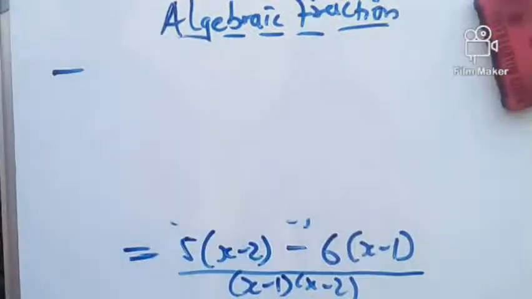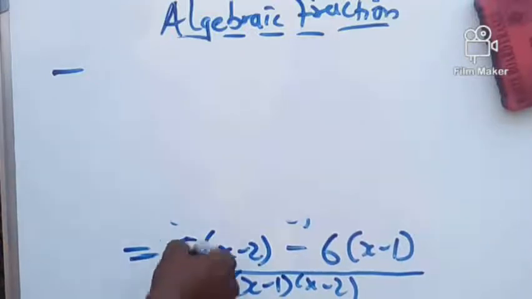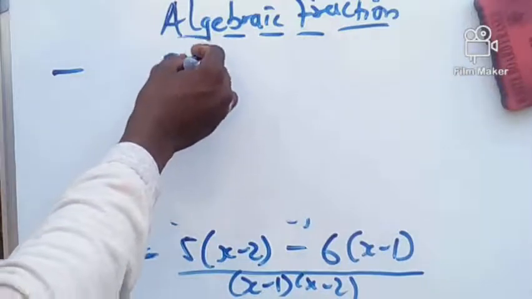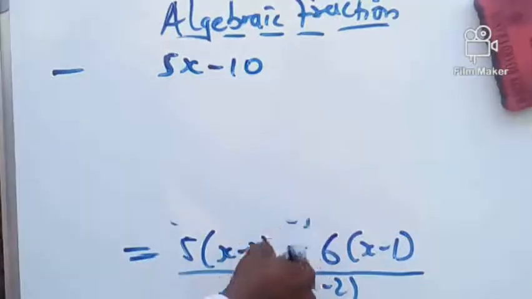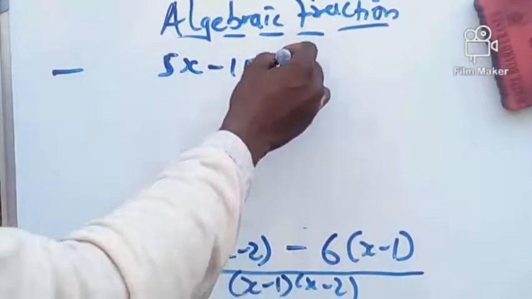So to simplify the numerator, remember what I told you: anytime a constant is multiplying a binomial, you simply take the constant and multiply each of the terms in the binomial expansion. So let's go ahead and do that. 5 multiplied by x, you have 5x. 5 multiplied by minus 2, you have minus 10. Then we move to the next stage. You bring down the minus.